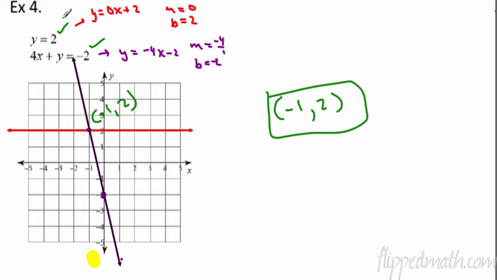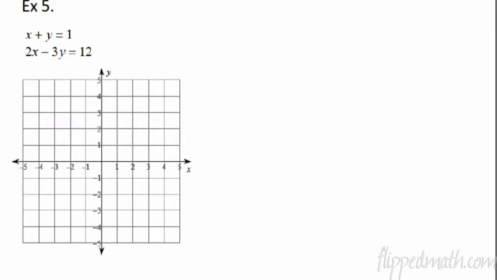Let's move right along. I think you have enough tools now to do numbers 5 and 6. I know we have a lot of pausing of the video, but pause the video. Do 5 and 6. Go!